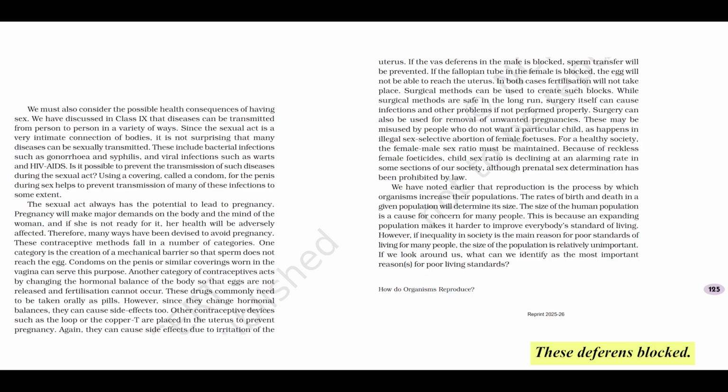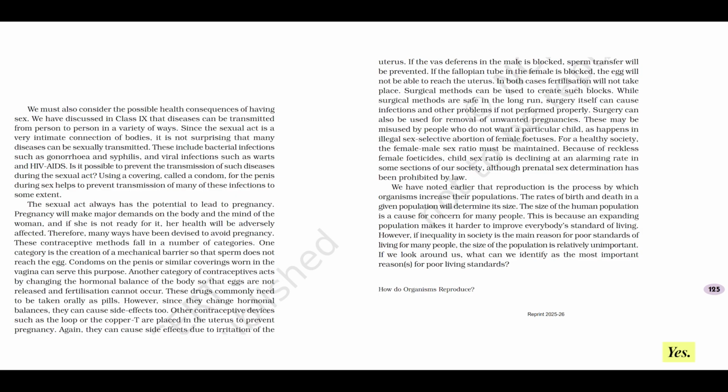Lastly, surgical methods, more permanent, create blocks for gamete transfer. Male: vasectomy, the vas deferens is blocked, permanently stopping sperm reaching the urethra. Female: tubal ligation, the fallopian tubes are blocked, stopping the egg reaching the uterus and sperm reaching the egg. Fertilization is impossible, generally safe long-term, highly effective. But any surgery carries risks, infection, etc., if not done properly. Barriers, condoms; hormones, pills; IUDs, Copper T; surgery, vasectomy, tubal ligation.